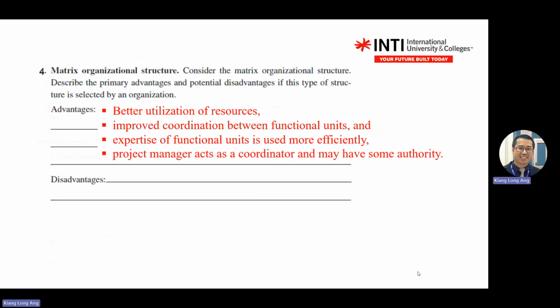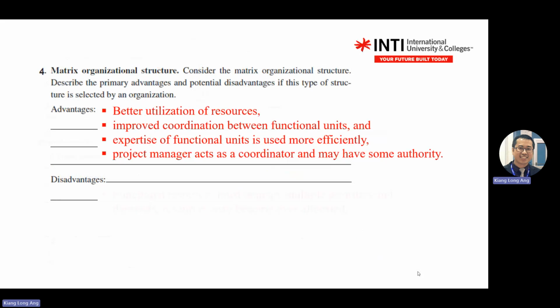And here, actually, all the team members know what has happened to their other projects. So they can do a lot of coordination. Oh, project A has to rush, then project B, you can still hold on. So the team members can communicate. Project manager as a coordinator and may have some authority. So these are advantages for project manager.